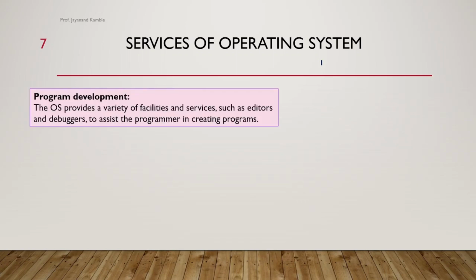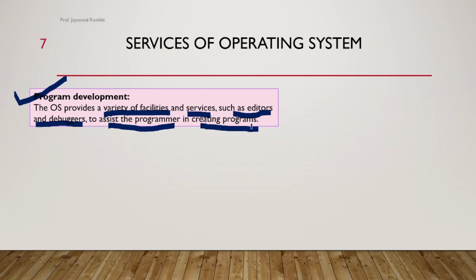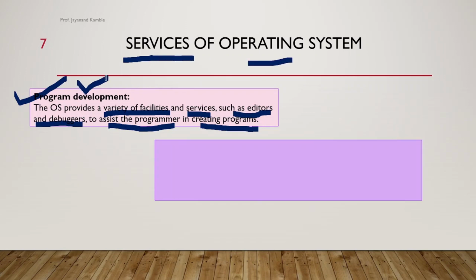Now let's talk about the different types of services provided by the operating system. The operating system provides different services, and these are given to the user for performing different operations. User wants to perform what? Program development. The OS provides a variety of facilities and services such as editors and debuggers to assist the programmer in creating programs. So one of the most important services of the operating system is to provide the environment for program development.